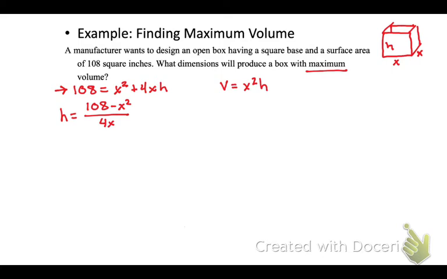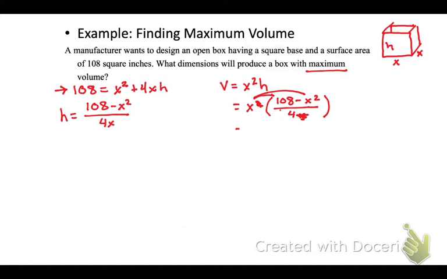Now I'm going to substitute this back in for that h. So I have x squared times 108 minus x squared over 4x. Now, I personally do not want to do a quotient product. Do you? No. Can I distribute the x squared in? Yeah. Okay. Well, before I do that, I'm going to reduce out an x. And this 4 goes under both the 108 and the x squared.